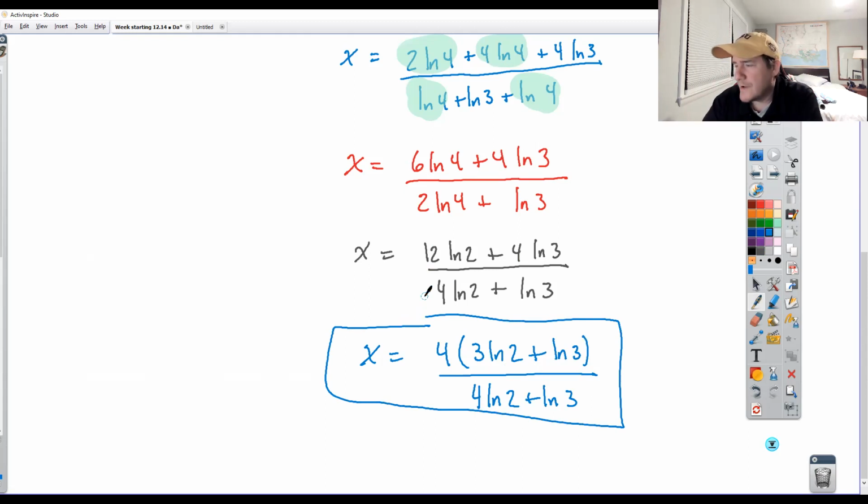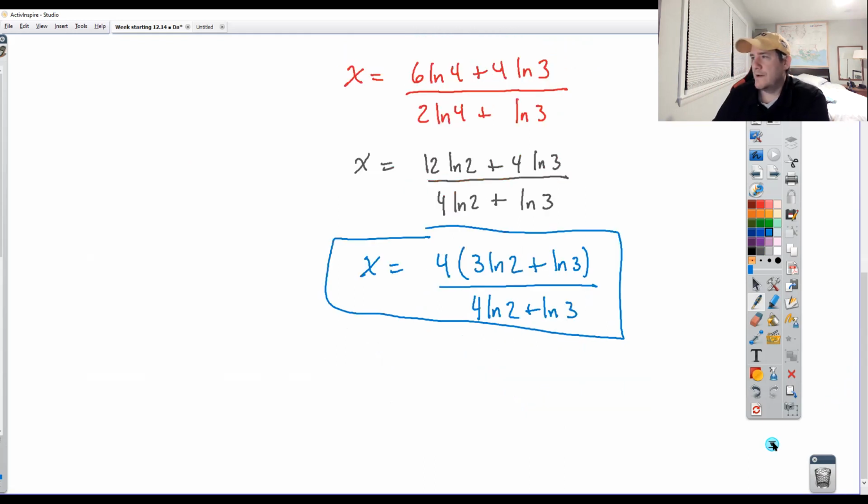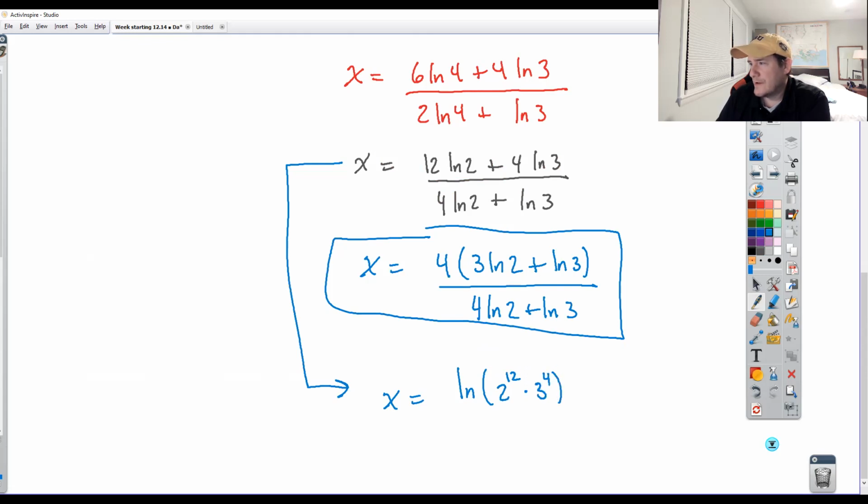Could I though? I could combine all these things into super logs and do change of base formula like we did before. So I'm gonna do that too, just because, let's get wild and crazy. The easiest way to do that would be to pull in your power, pull in your power. It's product rule. So your numerator would be 1 super log of 2 to the 12 multiplied by 3 to the 4th. Should be some giant monster number. In the denominator, you'll have super ln of 2 to the 4 times 3.